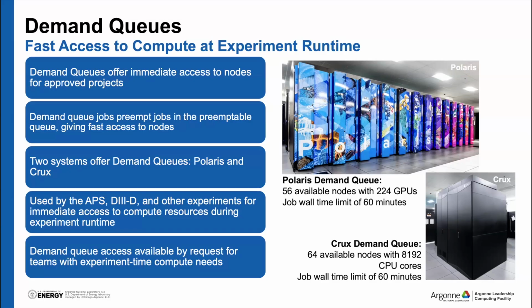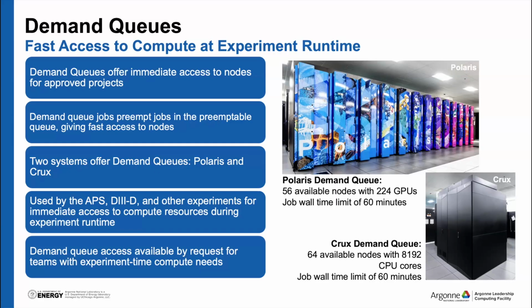So, this is really just a portion of the machines we're discussing here. We offer demand queues on two systems, Polaris, which is a GPU cluster that has NVIDIA A100 GPUs, and Crux, which is a CPU-only machine. And these demand queues have been used by the APS. We'll hear more about that from Hannah, but they've also been used by other experimental facilities like specifically D3D, which is a nuclear fusion experiment, a tokamak experiment that has also used the demand queue on Polaris.